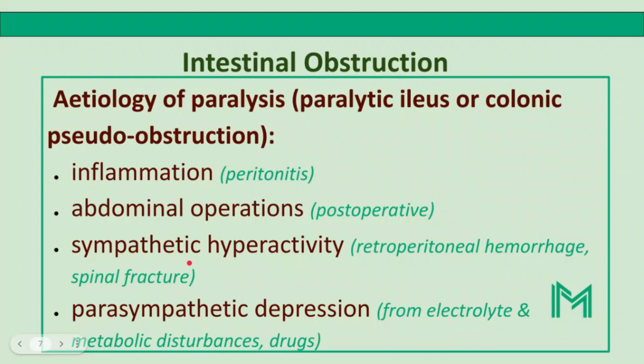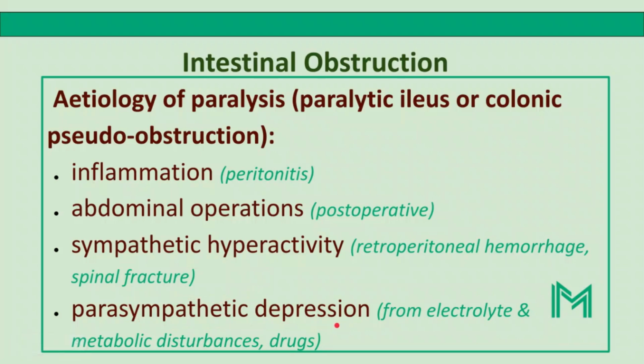So if you increase sympathetic activity, as seen in retroperitoneal hemorrhage and in spinal fracture, you are going to depress the function of the bowel. There will no longer be peristalsis. There will no longer be contraction of the intestinal musculature because you have activated or hyperactivated the sympathetic nervous system. Once you do that, you're going to depress bowel activity.